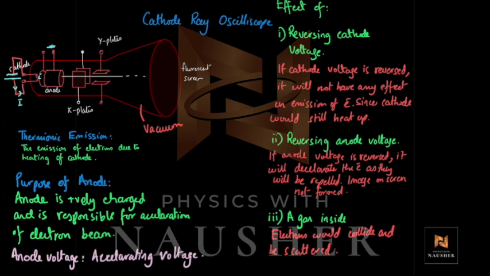Third, what is the effect if you don't have a vacuum? What if you have a gas inside? If you have a gas inside, the electrons would collide with the gas molecules, and again, no image will form. So you need the space to be absolutely empty so that the electrons can reach the screen.